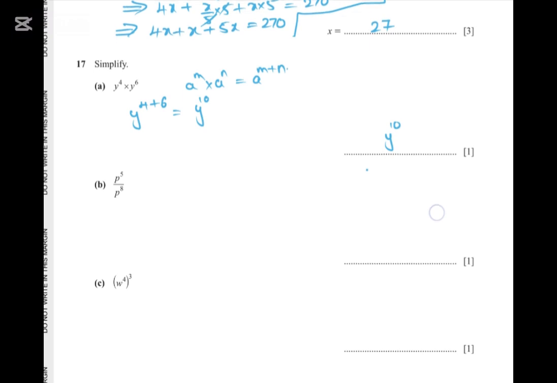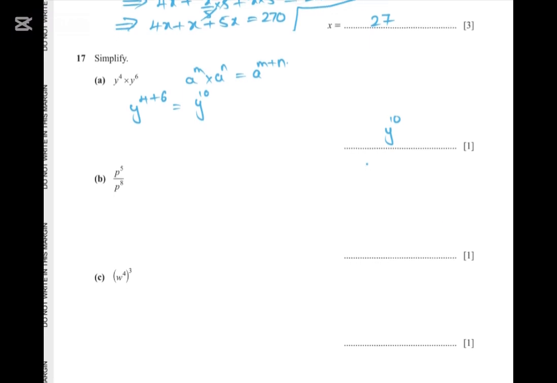Next, B. P raised to 5 by p raised to 8. This is again, you can use the laws of indices. A raised to m by a raised to n will be a raised to m minus n. So here it is p raised to 5 minus 8, that is equal to p raised to minus 3, or you can write 1 by p raised to 3 also. So this is the answer.